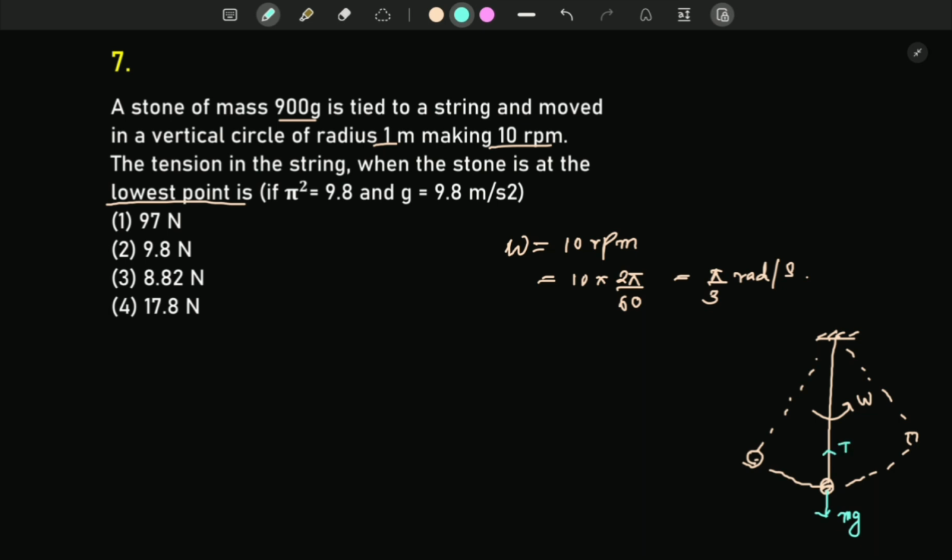So I can say that F net will provide the necessary centripetal force. So F net equals Fc, and F net is tension T minus mg. This equals Fc, and Fc is m omega square r. So tension T equals mg plus m omega square r. So we need to find this tension by putting in the appropriate values.